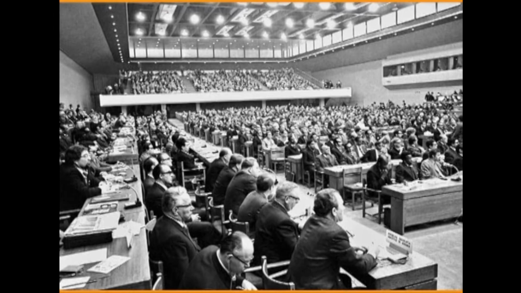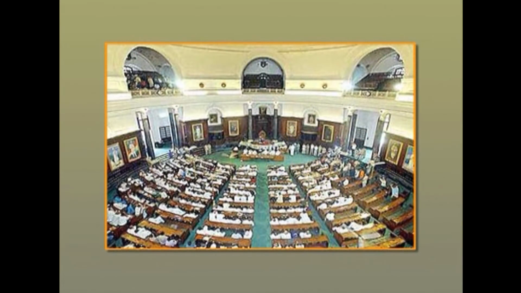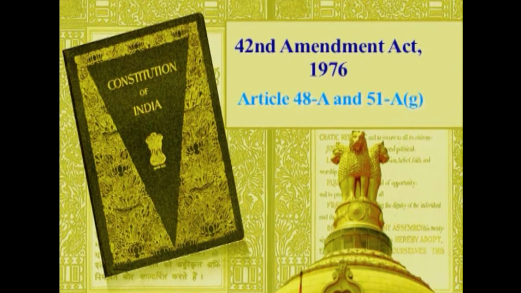The Constitution of India, 42nd Amendment Act 1976. Originally, the Indian Constitution of 1950 did not have specific mention of environment protection. But taking note of the Stockholm Conference and the growing awareness for environmental pollution and eco imbalances, the Indian Parliament passed a historic amendment, 42nd Constitutional Amendment Act 1976. This 42nd Amendment incorporated two significant articles, Article 48A and 51A Clause G, to protect and improve the environment.